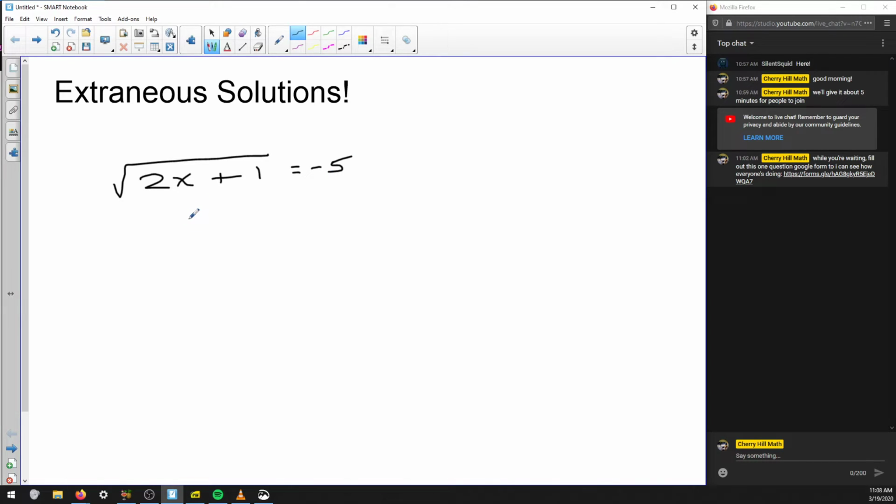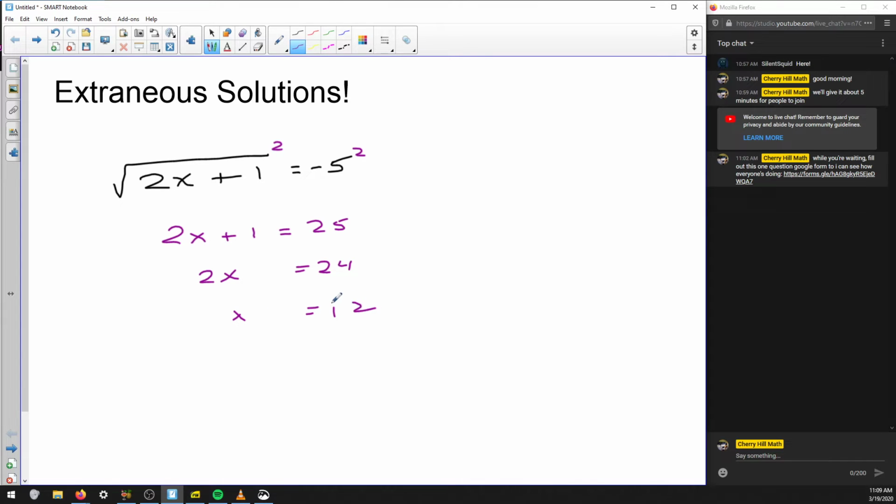If we were to finish this problem, which I'll do real quick, I square both sides. The radical and the squared symbol cancel, and I end up with 2x plus 1. On the right-hand side, negative 5 times negative 5 is 25. Then I subtract, and I get that 2x is equal to 24. Then I divide both sides by 2, and I get that x is equal to 12.